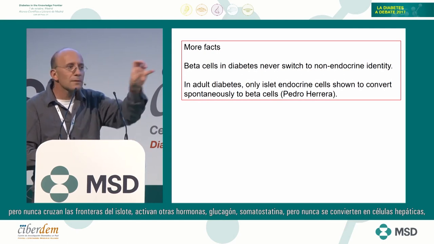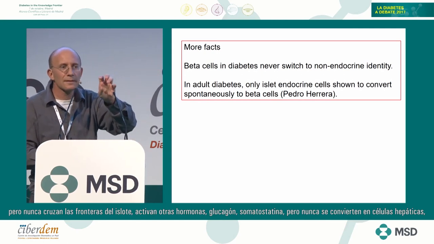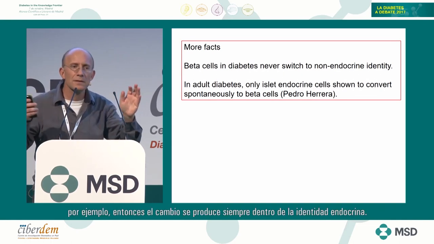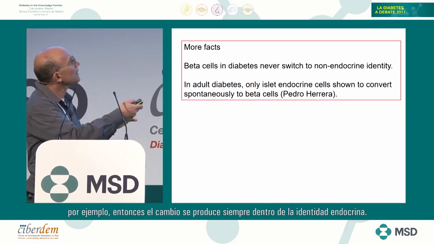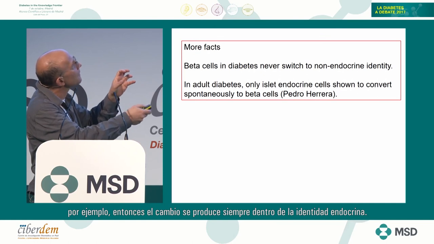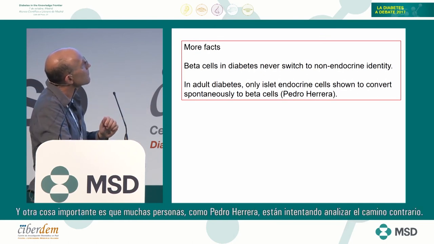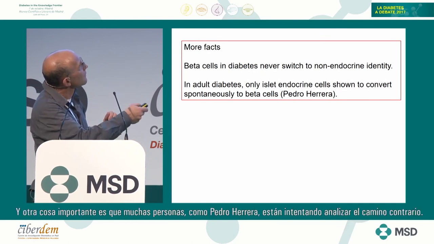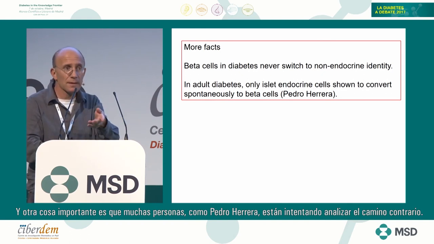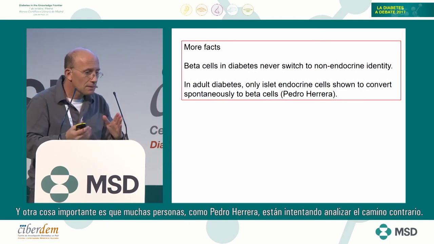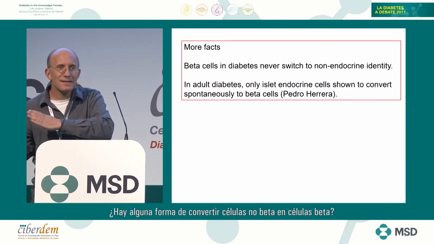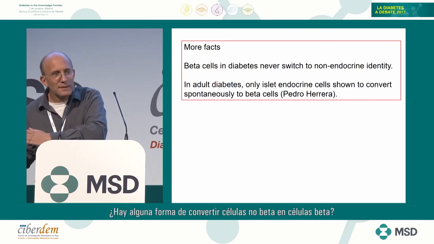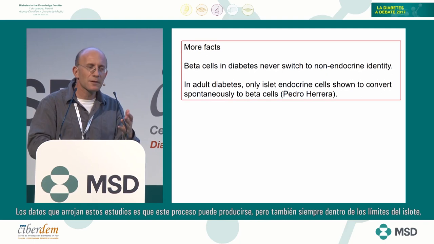They turn on other hormones like glucagon, somatostatin. They never become liver cells or exocrine cells or something else. Their switch is always within the endocrine identity. And the second thing is that many people, like Pedro Herrera, who I understand presented here last year, are trying to look in the reverse direction. Is there a way to turn non-beta cells into beta cells as a way for regenerative therapy?